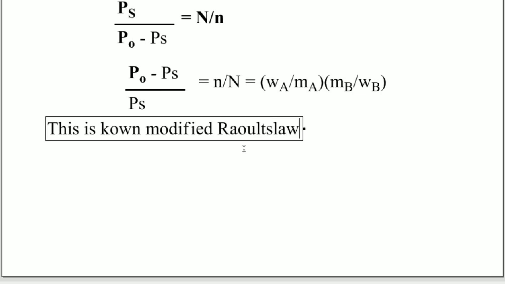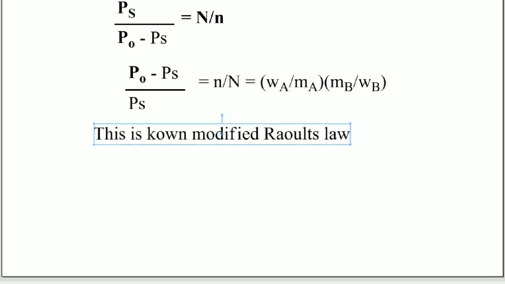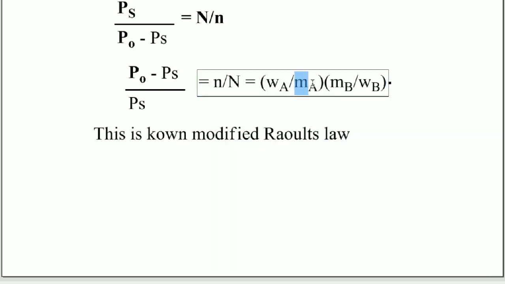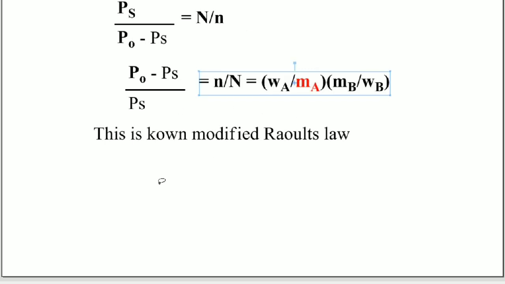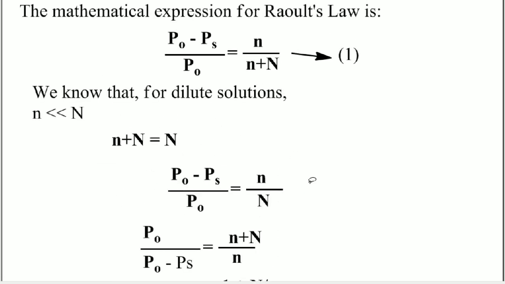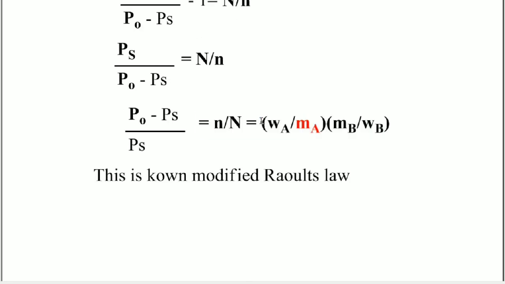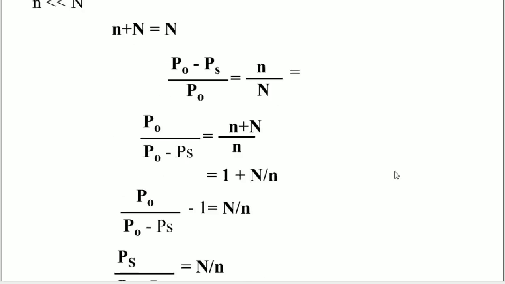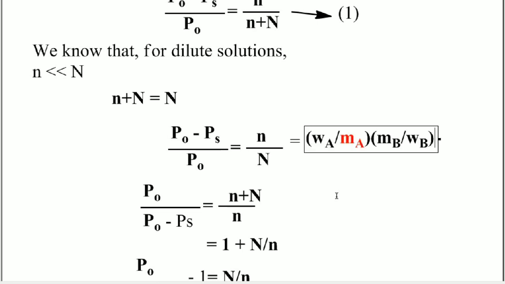So students, with the help of this Raoult's law we can determine the molecular mass of the solute. This is the main application of the colligative properties. With the help of colligative properties and Raoult's law, we can determine the molecular mass of the solute.